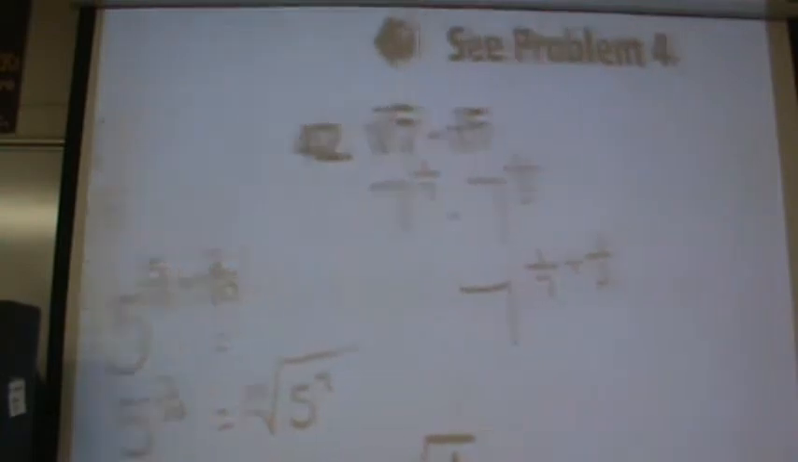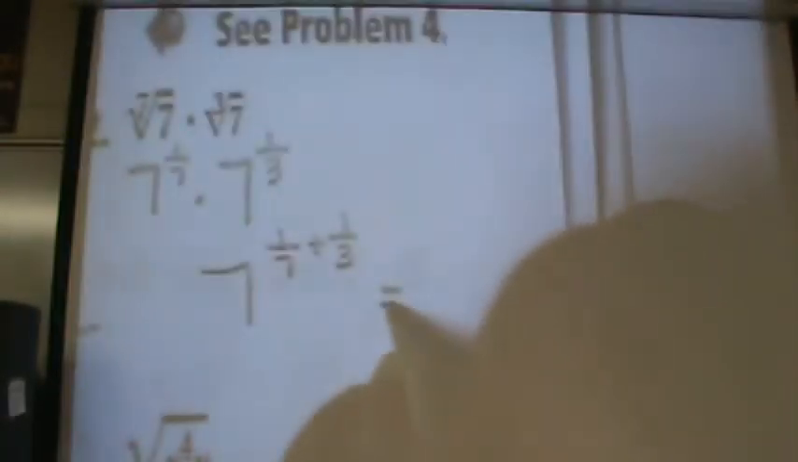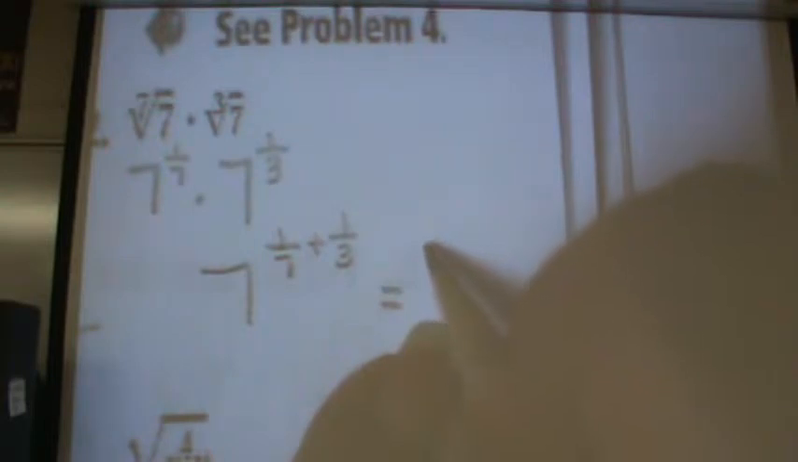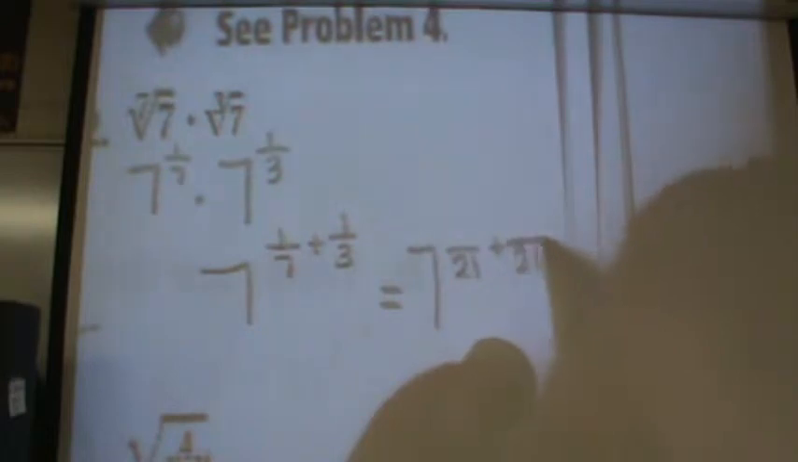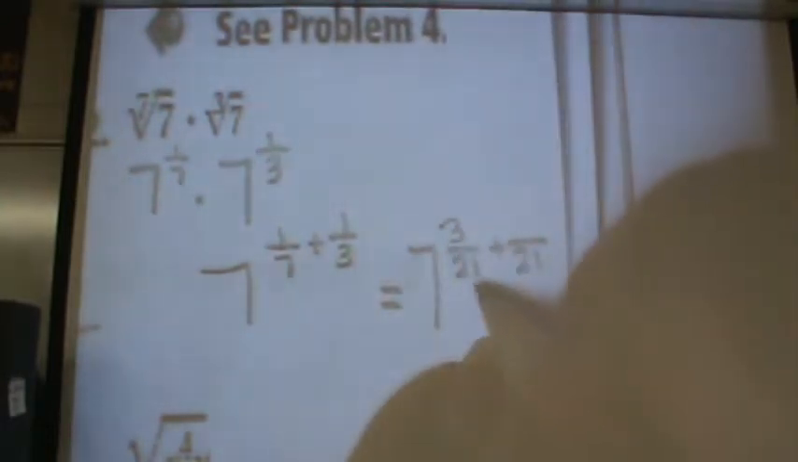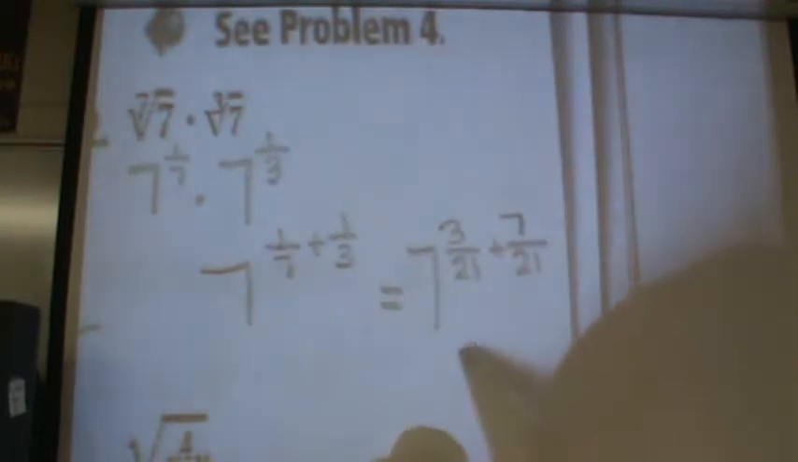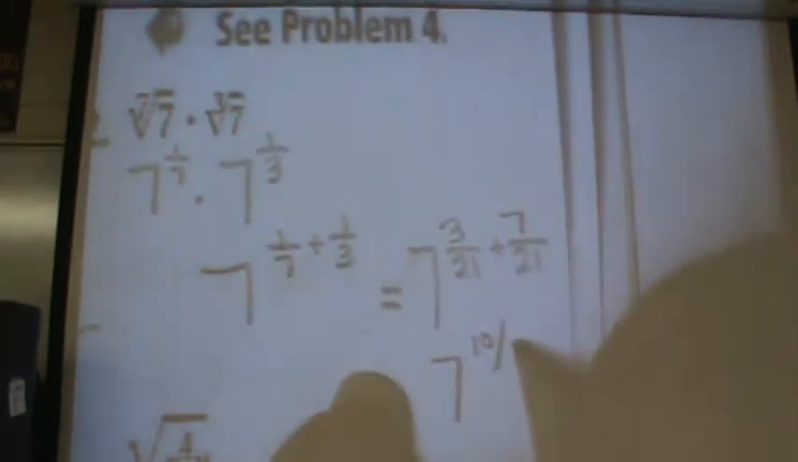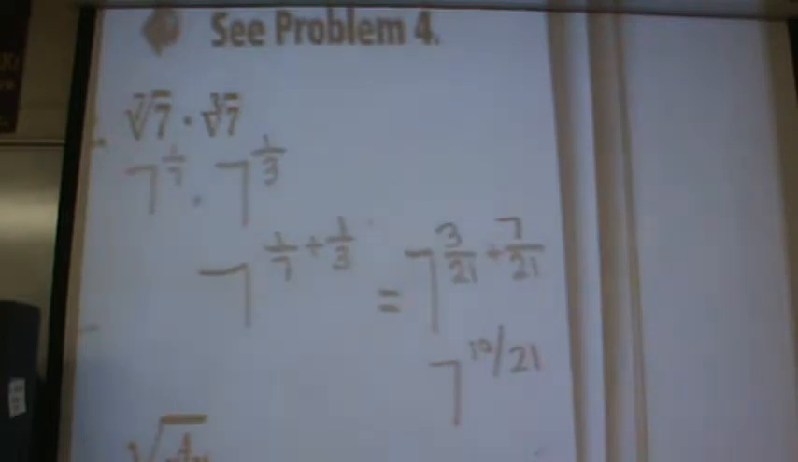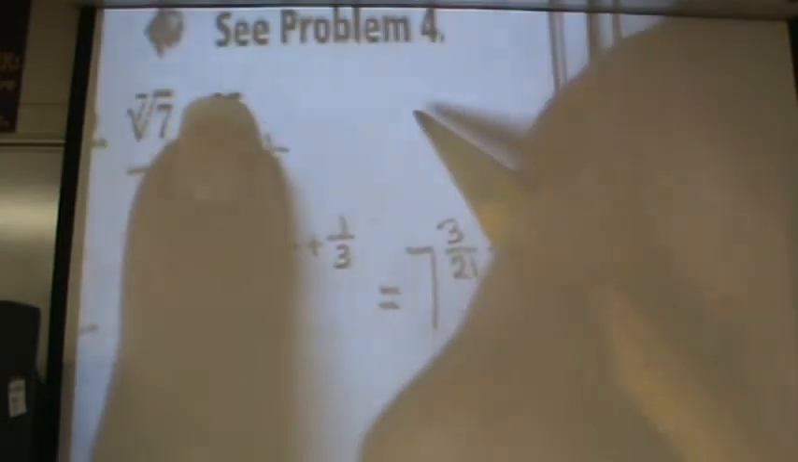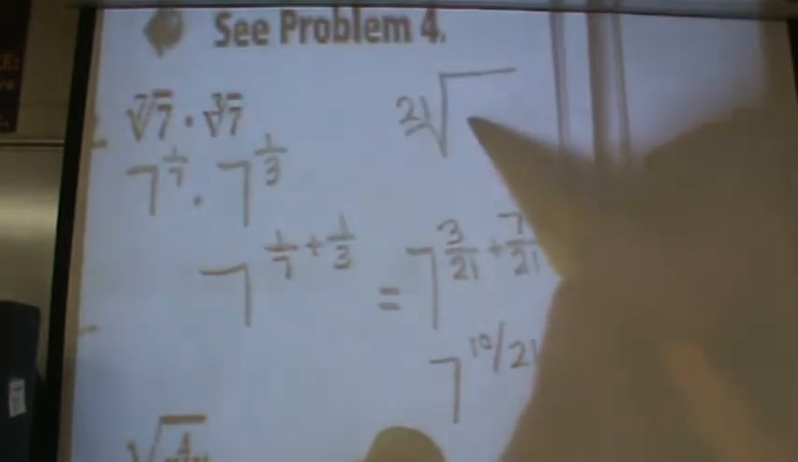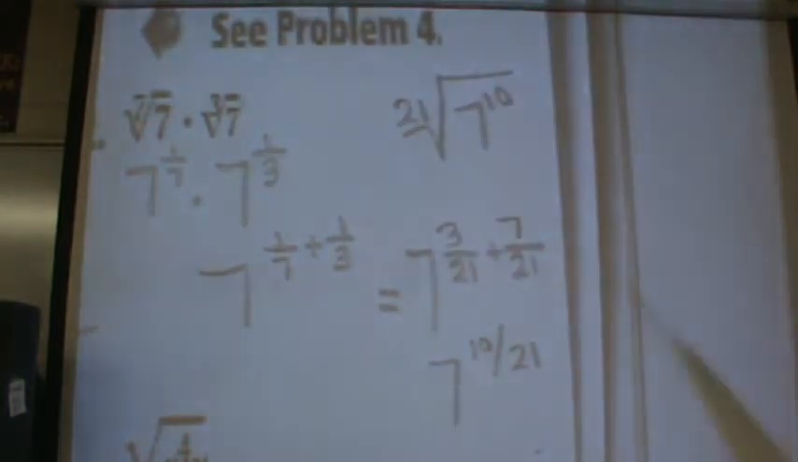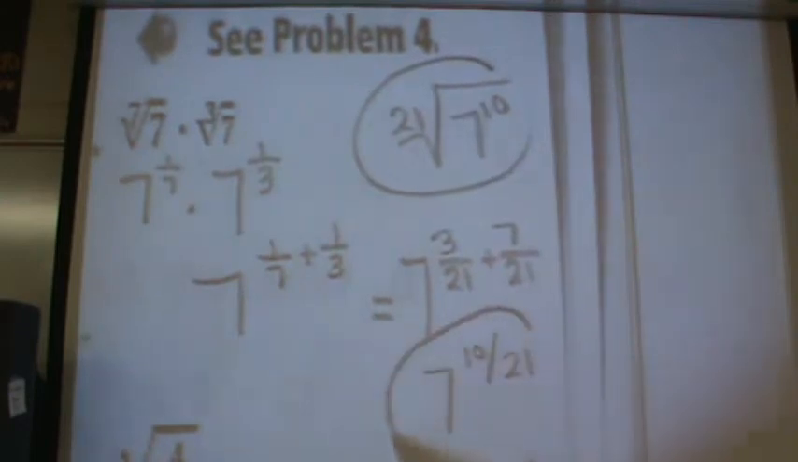What's your common denominator? What is it? 21 is your common denominator. So it's 3/21 plus 7/21, which is 10/21, so 7 to the 10/21. Now, how else can you write 7 to the 10/21? The 21st root of 7 to the 10th. Yep. That's a big one. That's a crazy looking number, huh?